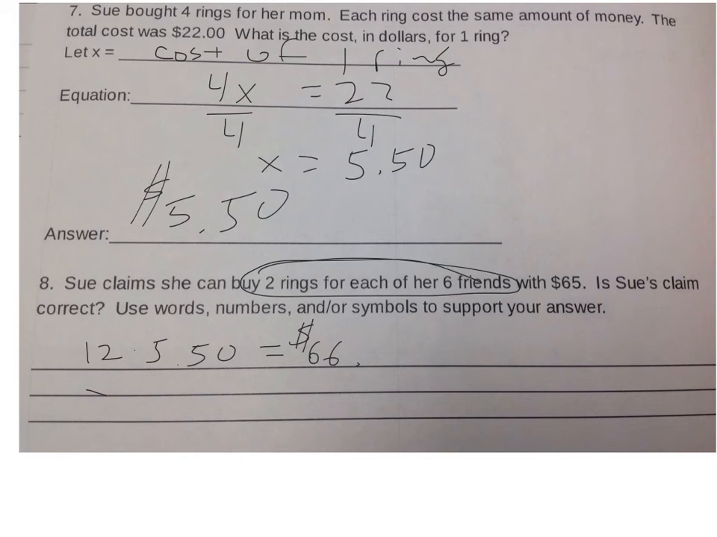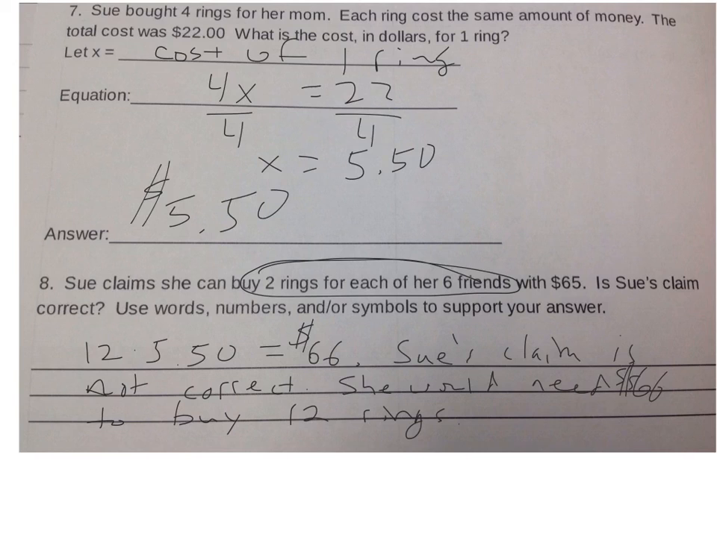Sue's claim would not be correct. So you would write it in a complete sentence. You would write, Sue's claim is not correct. Period. And then you'd say why. She would need $66 to buy 12 rings. Period.